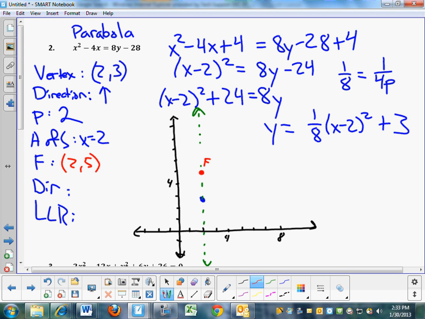How many units do I travel to get the directrix? 2 in the other direction. And the line goes through that, perpendicular to the axis of symmetry. What's the equation of that line? y equals 1.